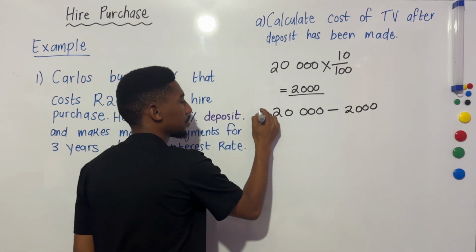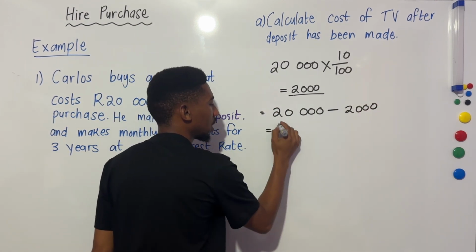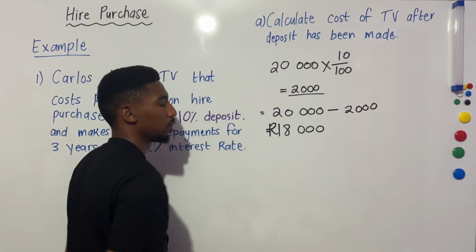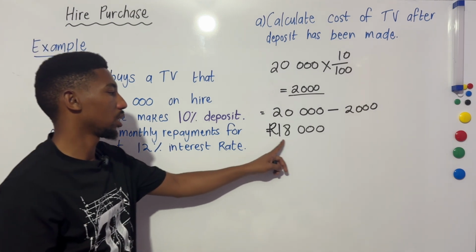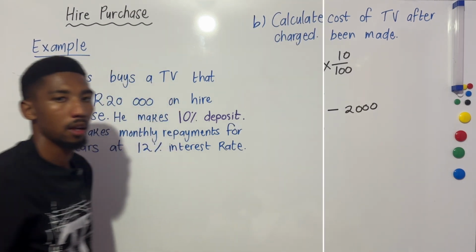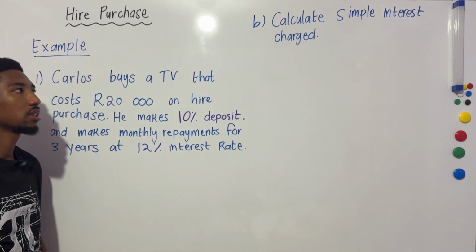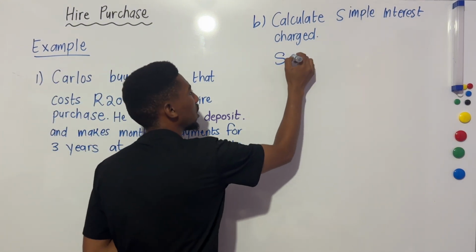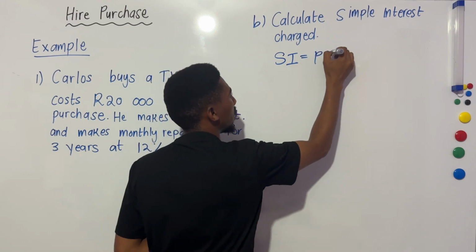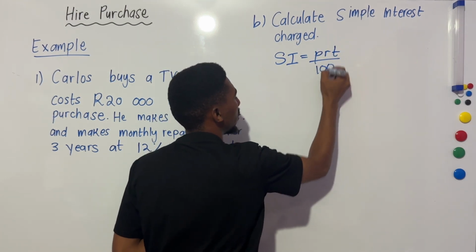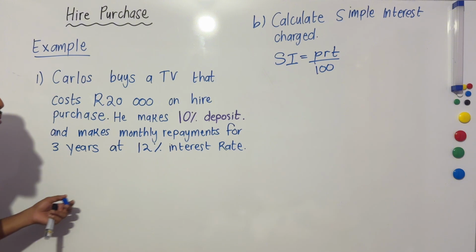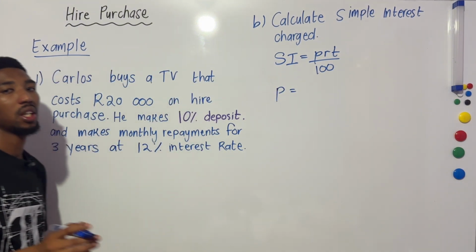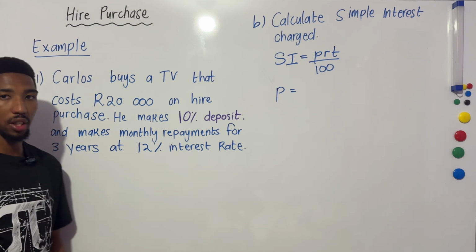And then here, it's simple. I'm going to get 18,000 Rand. It's important to add the units there at the end because I'm talking about rands. Our next question says calculate the simple interest charge. Now we know the formula for simple interest is SI equals PRT over 100. Like we said, from this information we need to find P. P is equal to, and if you are thinking 20,000, you are incorrect.